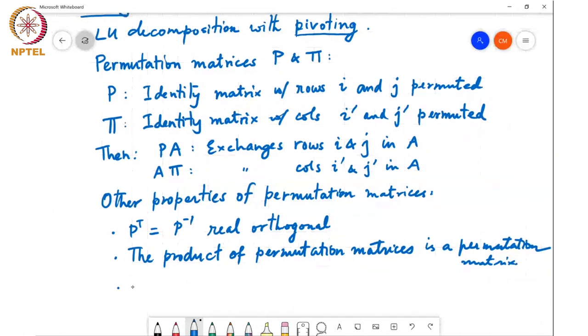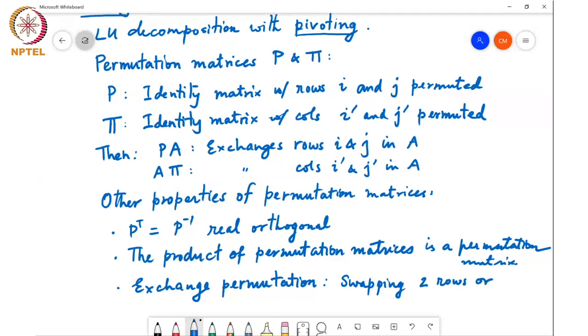And these permutations that I discussed here are called exchange permutations, which basically exchange exactly two rows or two columns of the matrix. It involves swapping two rows or columns of the n cross n identity matrix. And such matrices have the property that P squared equals the identity matrix. So basically, if you exchange two columns and then you exchange them back, you get back the original matrix. So if you apply P twice with an exchange permutation, you'll get the original matrix back.